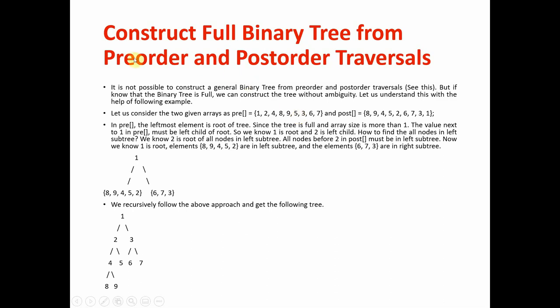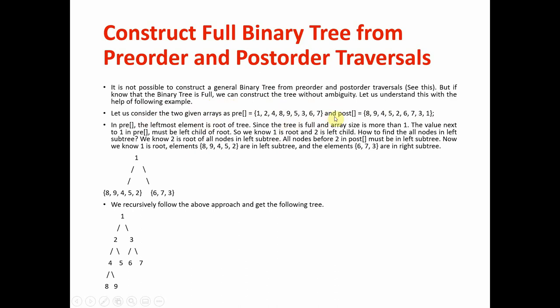Now, if you only have pre-order and post-order, we cannot construct a unique binary tree from only having pre-order and post-order traversal. But we can construct a unique full binary tree, or a complete binary tree. This is basically how we can construct that. This should be complete, not full.